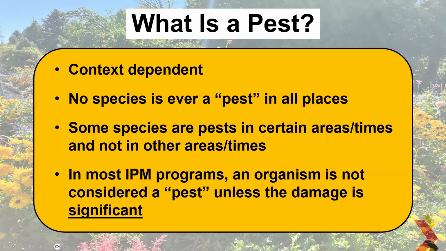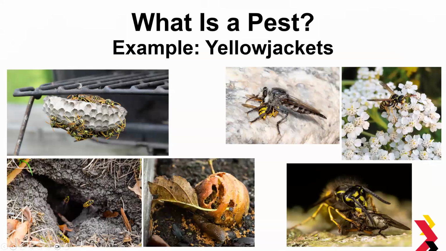Even if they're feeding on plants, that particular insect is food for other animals. It's a part of our ecological webs and food chains. So even if we don't like what it's doing, it has a role within our ecosystems. So it's not always a pest. Some species are pests in certain areas and times and not in others, as I was saying. And in most IPM programs, an organism is not considered a pest unless the damage is significant, as we are learning. Now, here's an example that I wanted to give when it comes to yellow jackets.